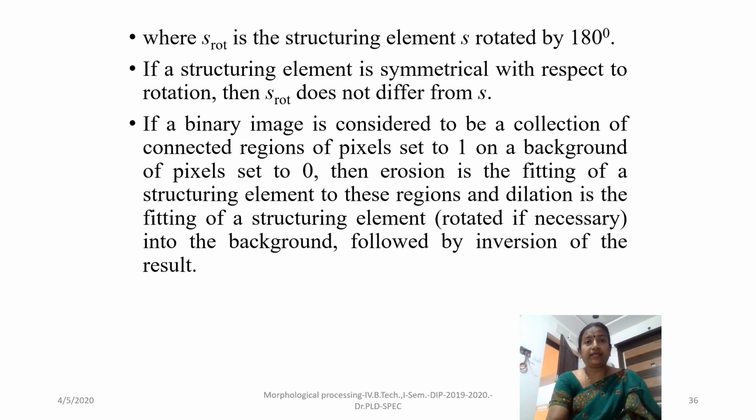A binary image is considered to be a collection of connected regions of pixels set to 1 on a background of pixels set to 0. Dilation is the fitting of the structuring element, rotated if necessary, into the background, followed by inversion of the result.